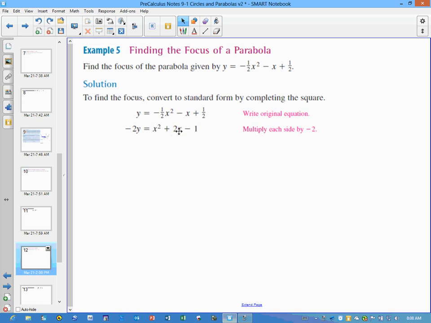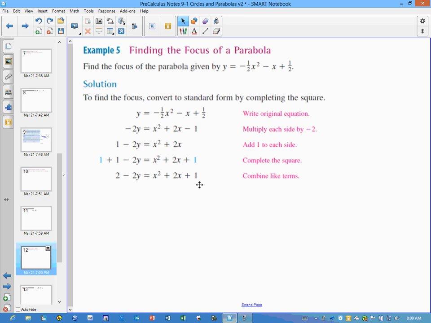Alright, so looking at the x's, I'm going to bring the -1 over to the other side, which makes it a +1 over here. And then to complete the square for the x values, I take the 2, divide it by 2, and then square it, which gives me a +1. I have to add that to both sides to preserve equality. And then I'm going to combine the like terms here on the left, clean it up a little bit. And then I have everything I need to write it into standard form.